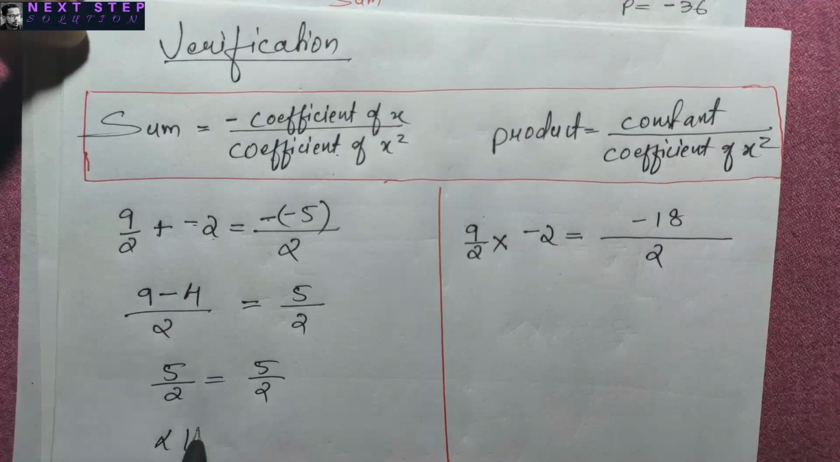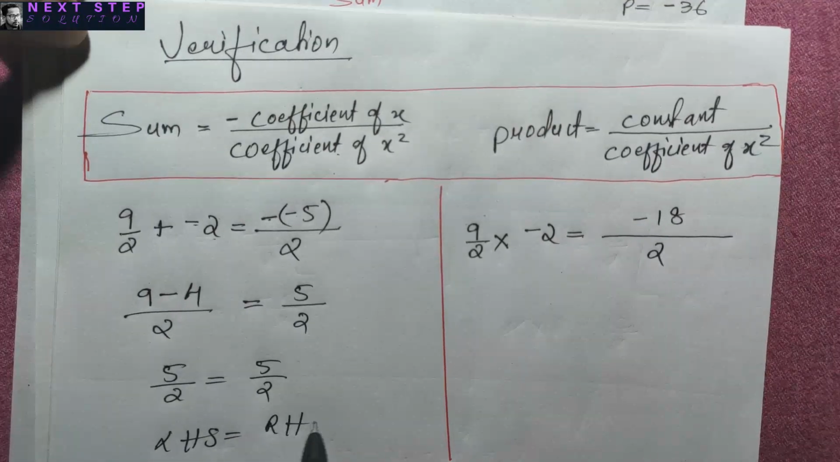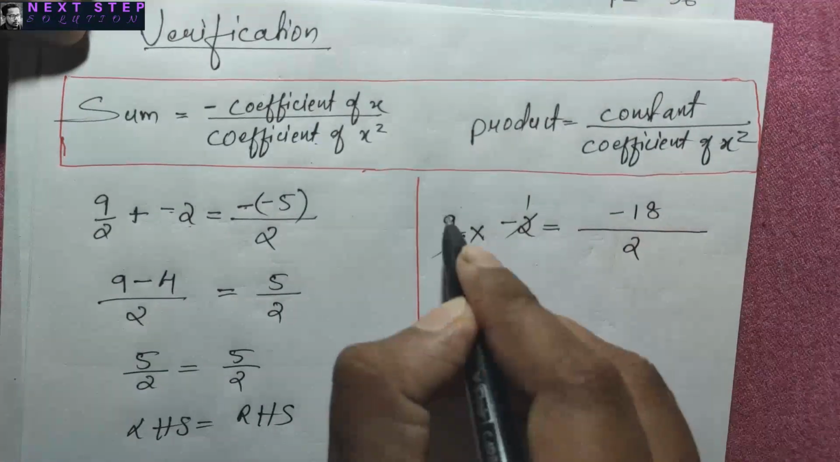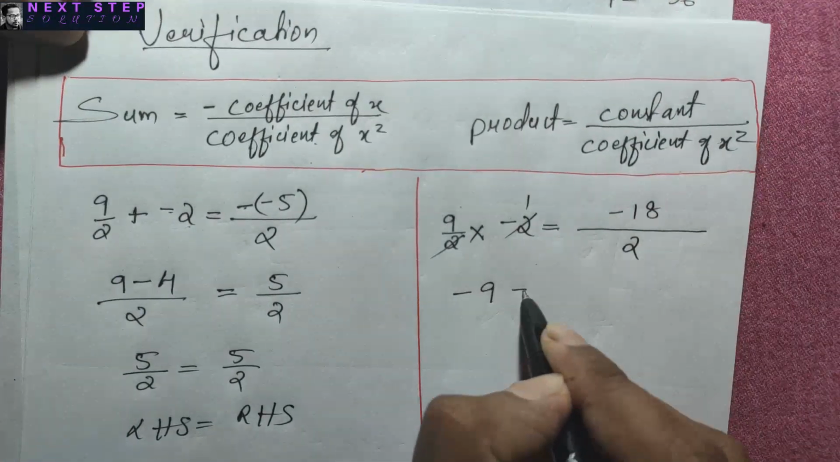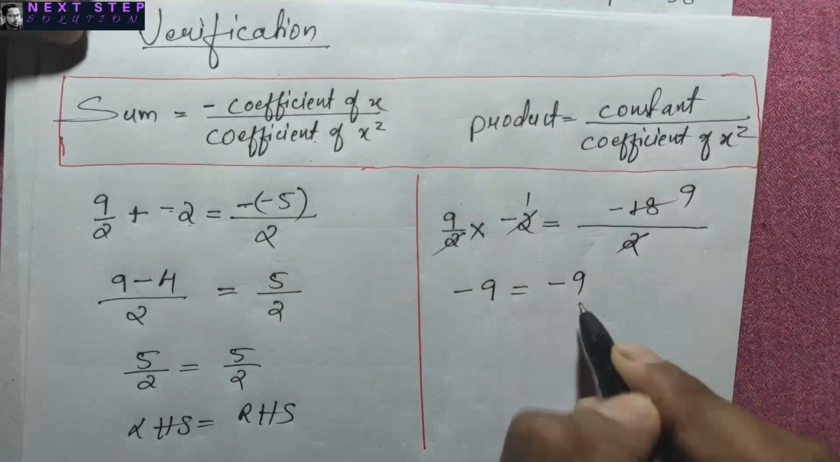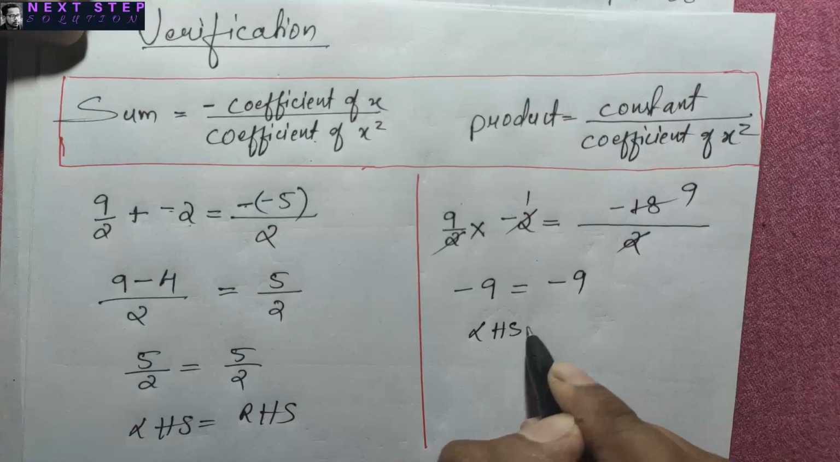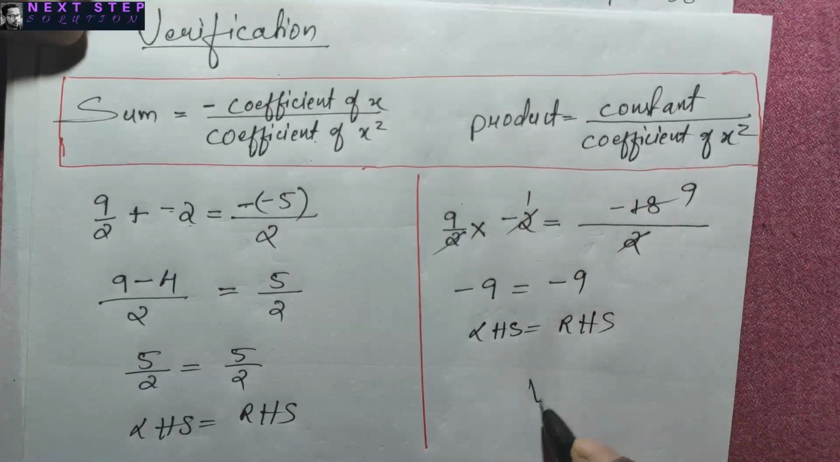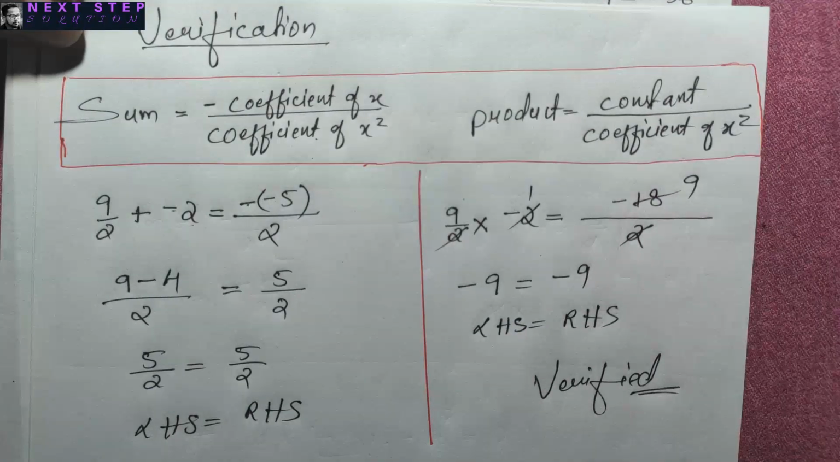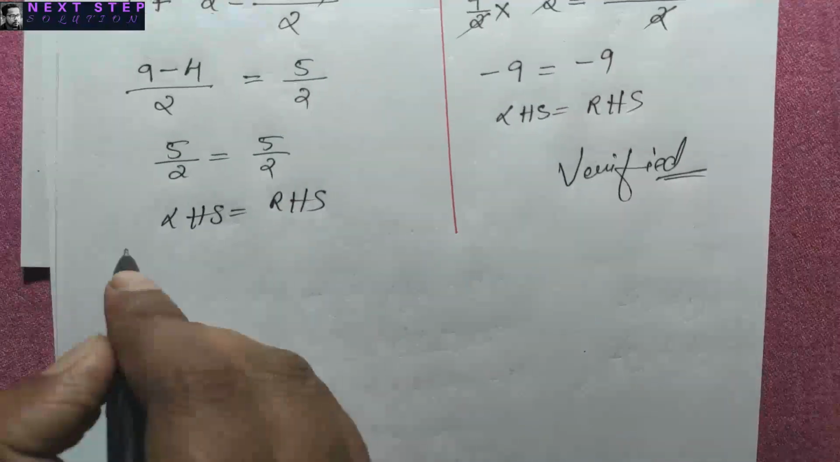We have LHS equals to RHS. Now this part, if we solve, 2 and 2 can be cancelled. 2 ones are 2. 9 into minus 1 is minus 9 equals to, this can be cancelled. 2 ones are 2. 2 nines are 18. We get minus 9. So here also LHS is equal to RHS. So verified. The relationship is verified. Furthermore, let's see one more question.